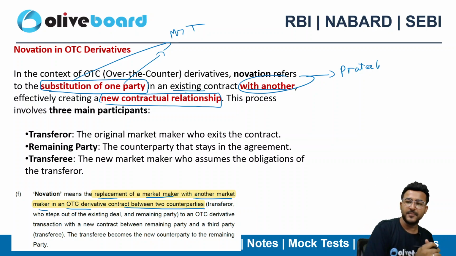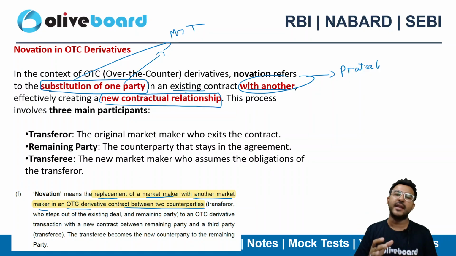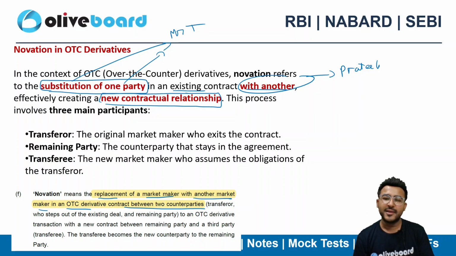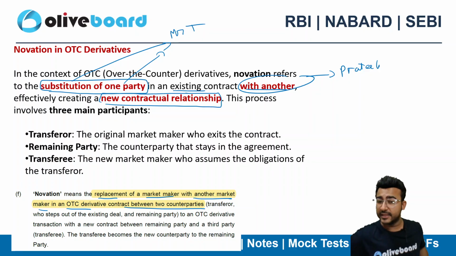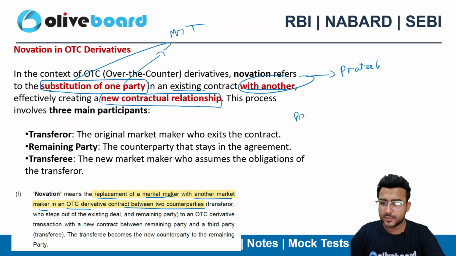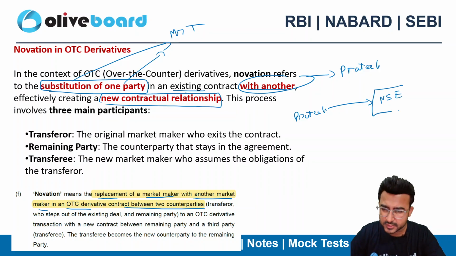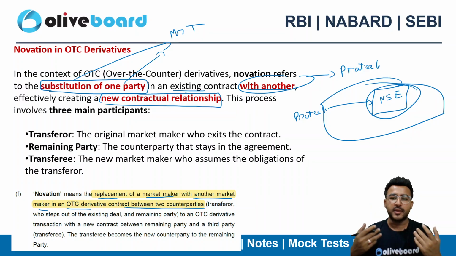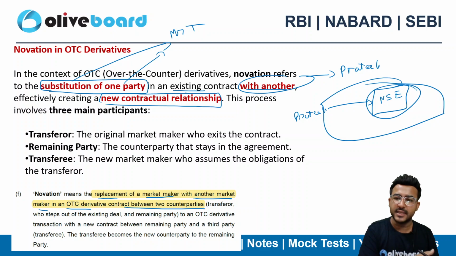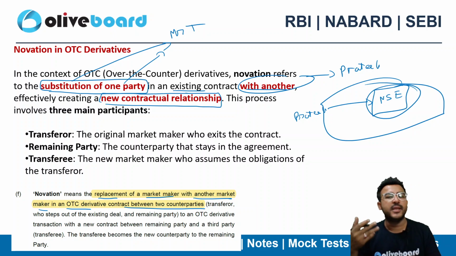The very first thing, it can happen only in the OTC. Why? Because in exchange traded contracts there is an exchange in between to facilitate the transaction, right? If I have bought a derivative contract with NSE, National Stock Exchange, which is a stock exchange in India, NSE is responsible for matching the buyer and seller. I cannot exit the contract and give it to someone else. That process NSE will in itself do.